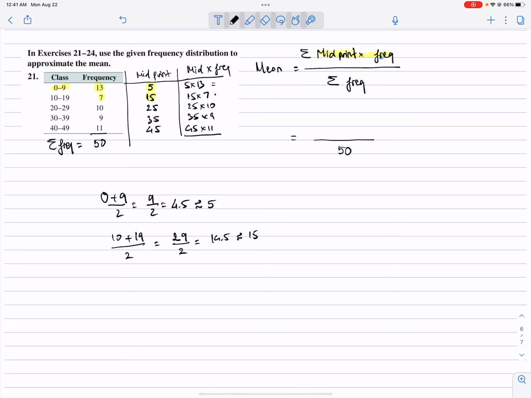So you get the answer for each of them, and then you add this up to find the total, the sum. That will give us 1,230. And then we divide, and we will get the answer is 24.6.